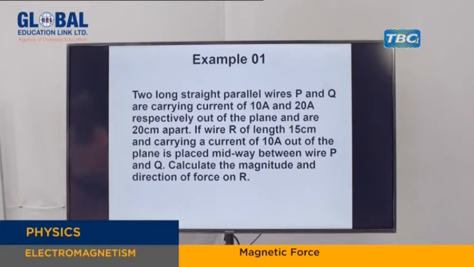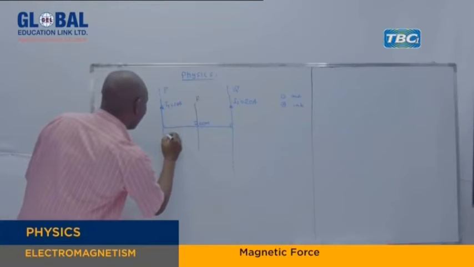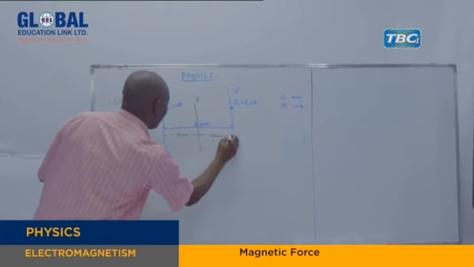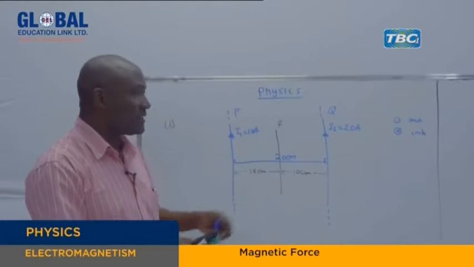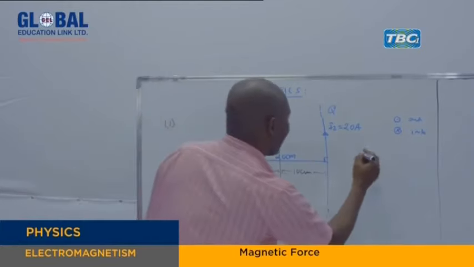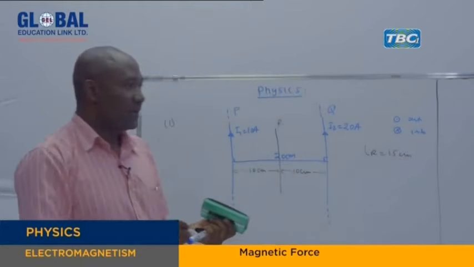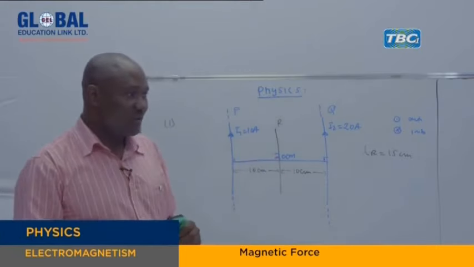So we have wire R here, in between, and midway means the distance here is 10, half of 20, and here is 10, half. That's the midway. And the length of this wire R is given. The length of wire R is 15 centimeter. Now the question is, find the magnitude and direction of the force on R.